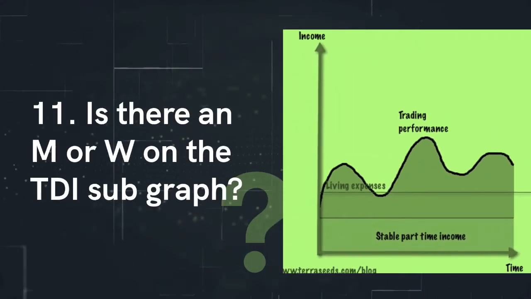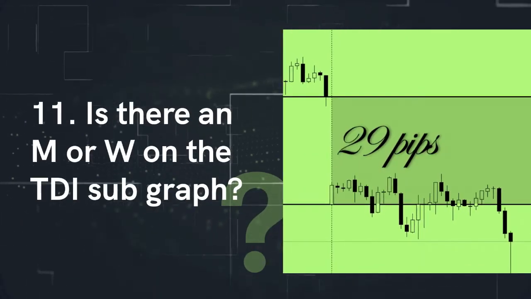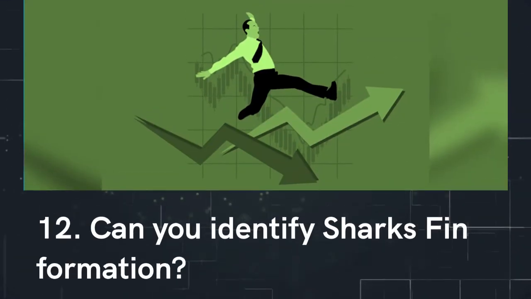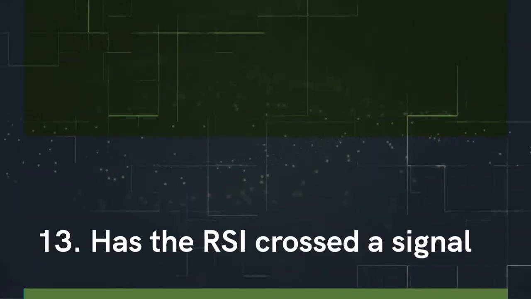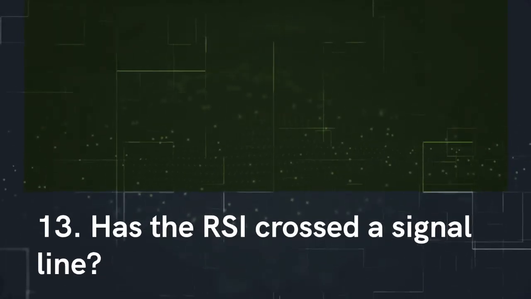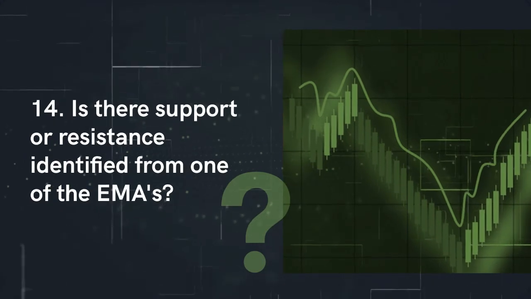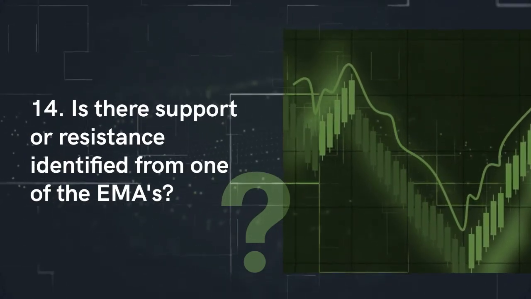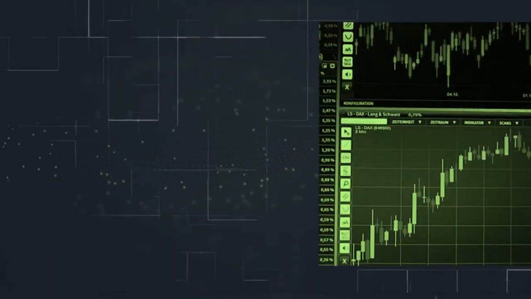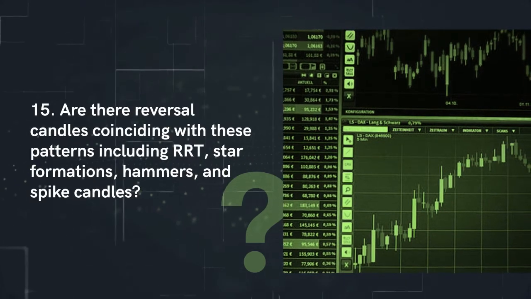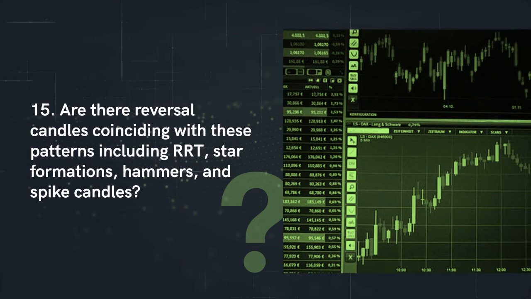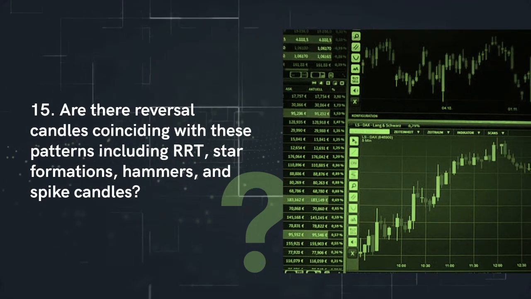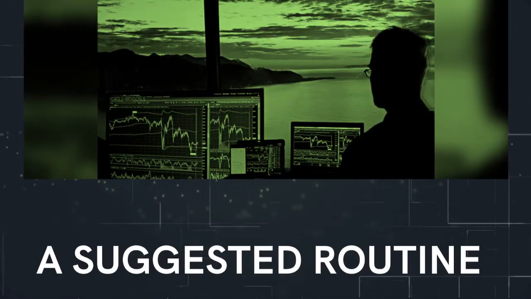11. Is there an M or W on the TDI subgraph? 12. Can you identify a shark spin formation? 13. Has the RSI crossed a signal line? 14. Is there support or resistance identified from one of the EMAs? 15. Are there reversal candles coinciding with these patterns, including RRT, star formations, hammers, and spike candles?